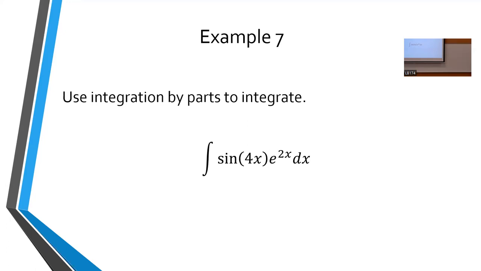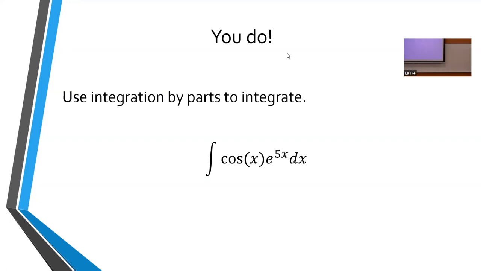Now, that time the g was our trig function. It doesn't have to be if we don't want it to be. If we want to have our g be our exponential function, it'll work out as well. And our f prime be our trig part, that's fine too. Does that make sense? So whichever way you'd like to do that is fine.